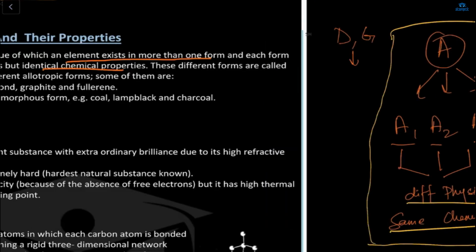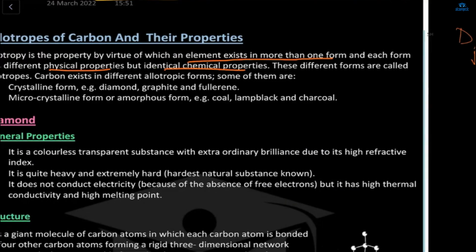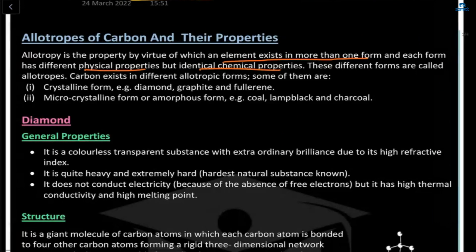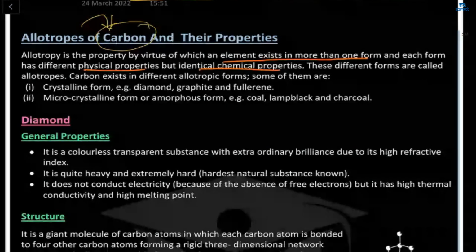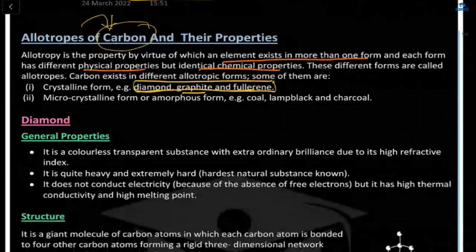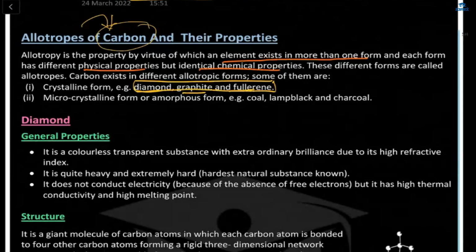Not for any element, but there are some elements with allotropes, because we are studying allotropes of carbon now. So it will be related to only carbon, like your diamond, your graphite, your fullerenes. See here, this is also written: diamond, graphite, fullerenes. These three will have more than one form, the same chemical but different physical properties. Now we will see the examples.